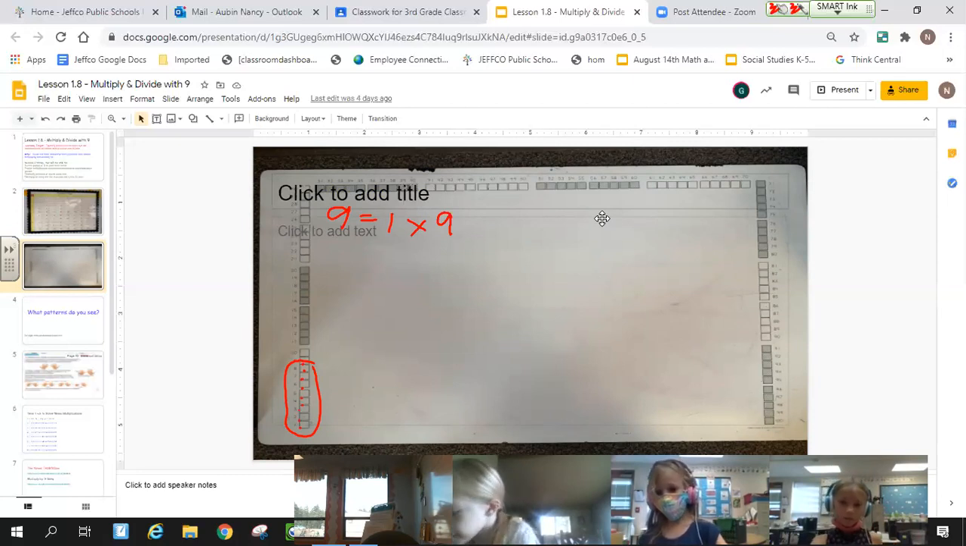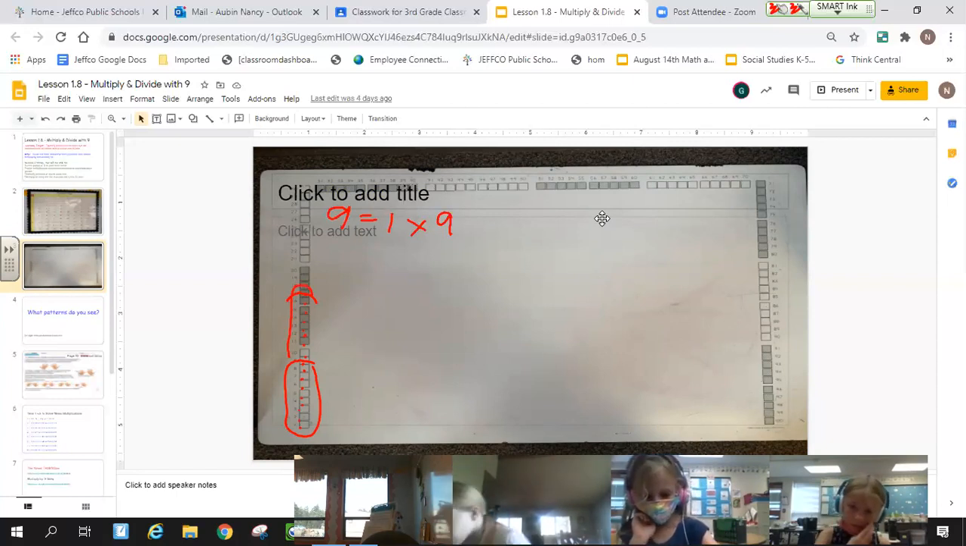Let's count our second group of 9. 1, 2, 3, 4, 5, 6, 7, 8, 9. What did we land on? No, 9 plus 9. 1, 2, 3, 4, 5, 6, 7, 8, 9. You should have gotten 18. 2 groups of 9, right?